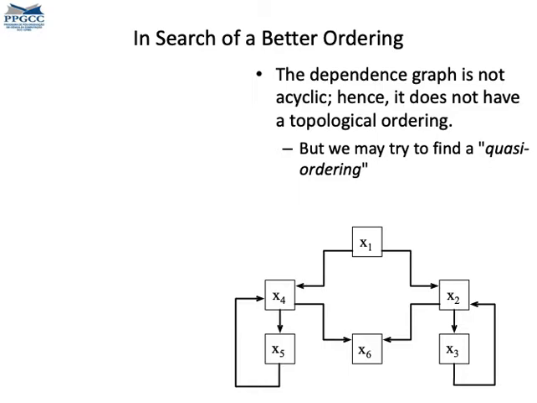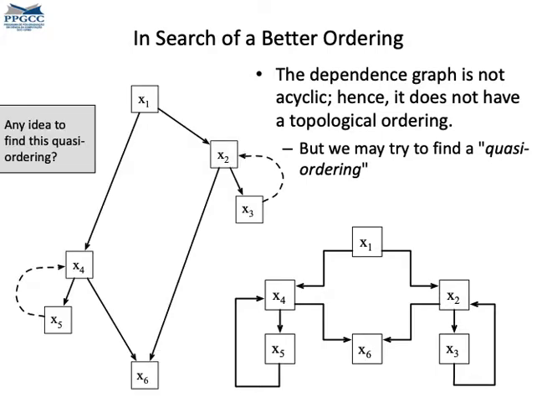Well, if we could sort the constraints topologically, that would be good, for we could evaluate the constraints in this ordering. Once we solve a constraint, we would know that whatever set that constraint defined would never be inserted in the worklist again. However, the dependence graph is not acyclic, so it does not have a topological ordering. However, we could find an ordering that's almost topological. It's not really topological, but almost. Can you think about any way to derive this quasi-ordering?